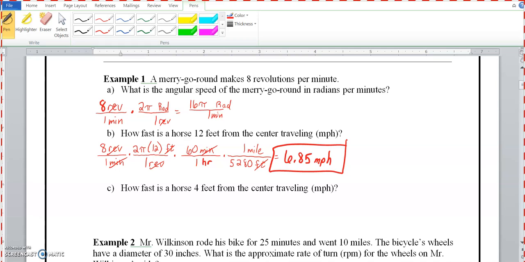The only difference between B and C here is going to be that our equation stays the same. 8 rev in a minute. The difference is our 2 pi r changes because now we have a horse that is 4 feet from the center. Okay, and that's per rev. But we still have 60 minutes to get to our hour. We still have a mile conversion from feet.